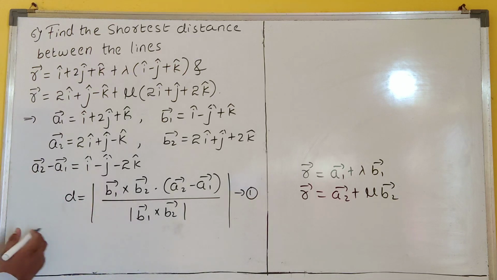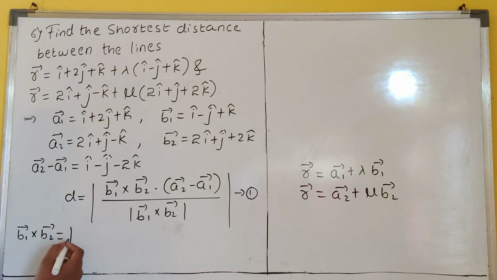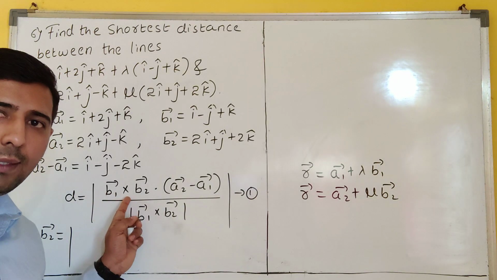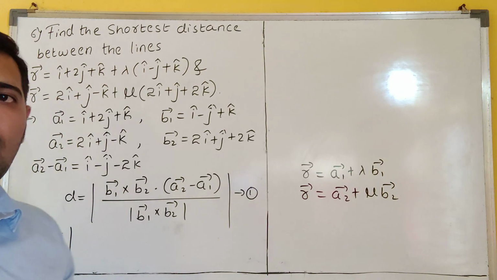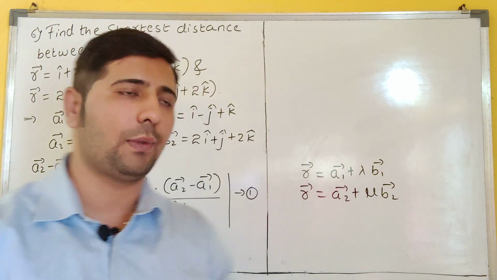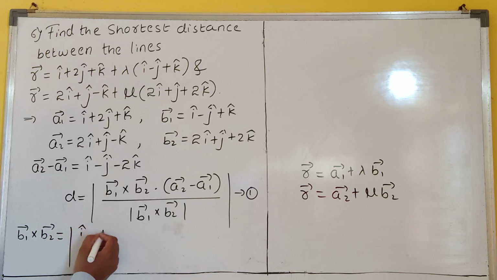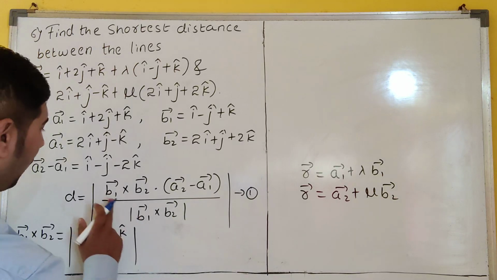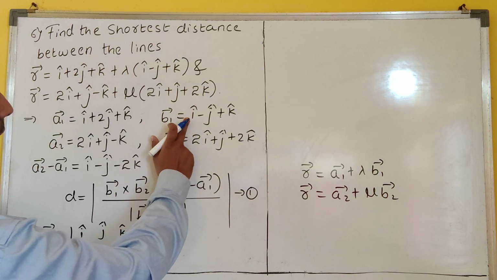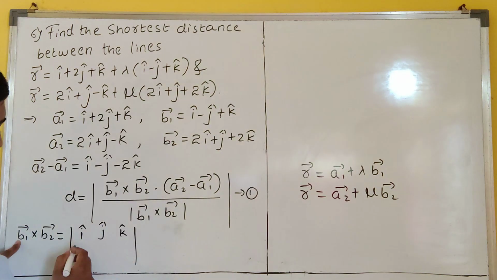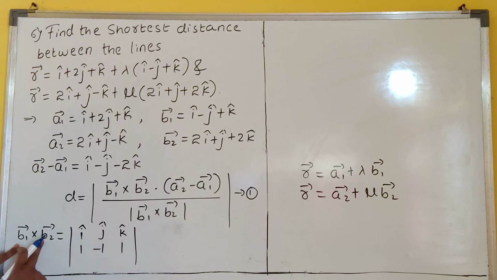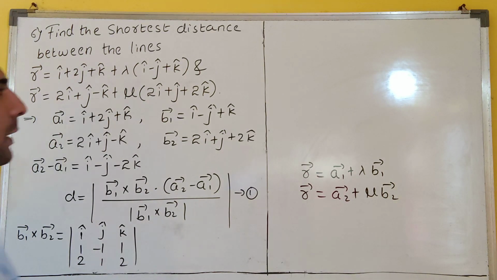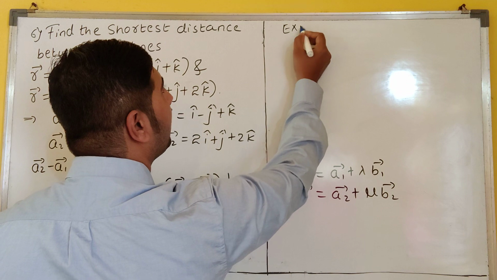Then easily you can find b1 vector cross b2, dear students. This is not into, this is the cross product. Cross product can be written in determinant form, dear students. That is i cap, j cap, k cap. Clear? So what is b1? b1, can you see the numbers? 1, minus 1, 1. You write here 1, minus 1, 1. b2 is what? 2, 1, 2. Clear?